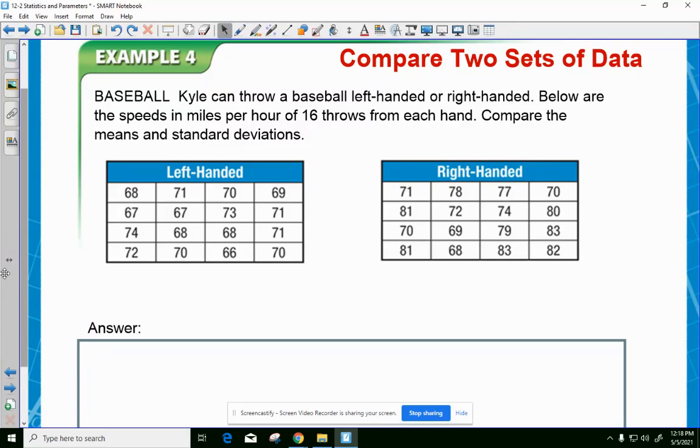So we're looking for two things. What is the average or the mean for Kyle as a lefty? And what is the average or mean for Kyle as a righty? And then what's the standard deviation for each of those sets? And what does it mean about Kyle as a pitcher? So we're looking for 4 pieces of information here.